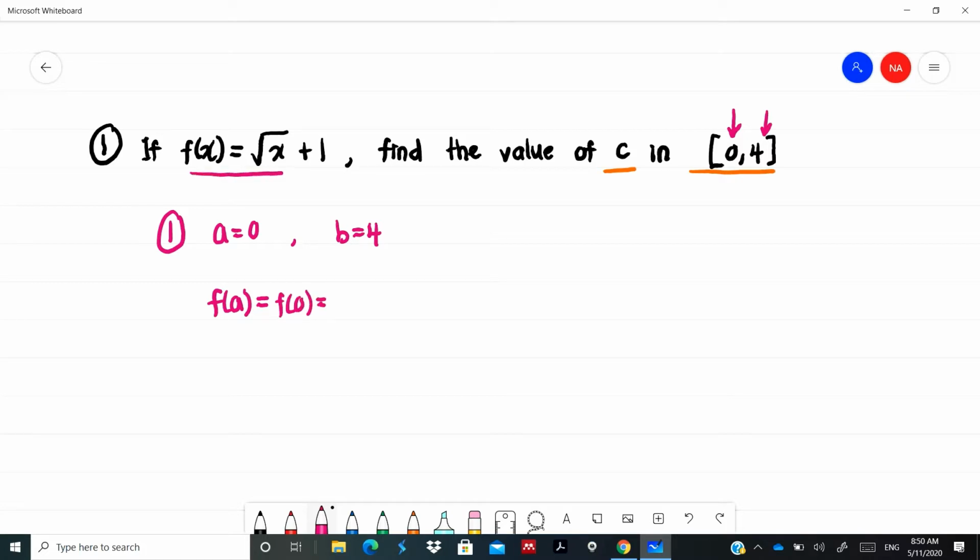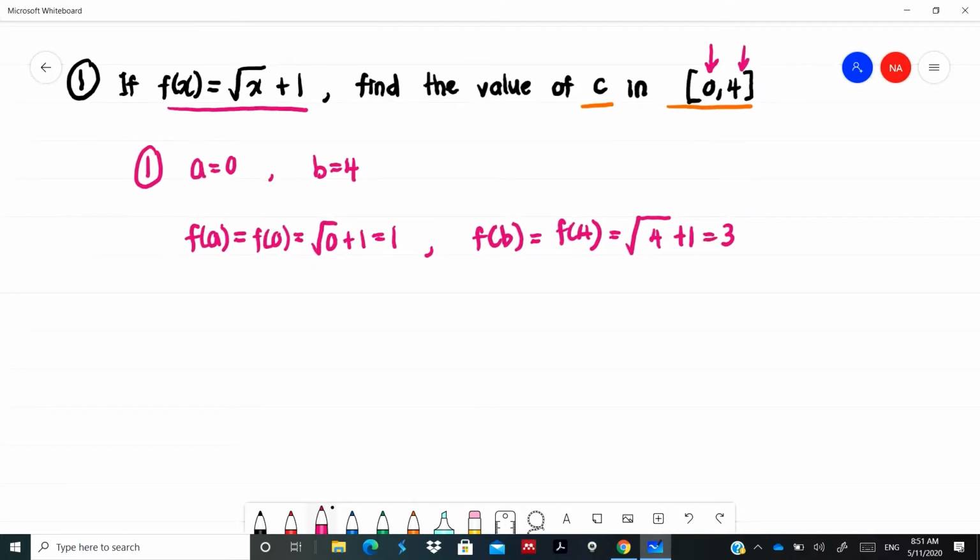For f(0), we substitute 0 into the function and get the square root of 0 plus 1, which is 1. That is f(a). Now we find f(b), which is f(4). We substitute x with 4 into f(x), so the square root of 4 plus 1 is 2 plus 1, which is 3. So this is the first step: we have found a, b, f(a), and also f(b).